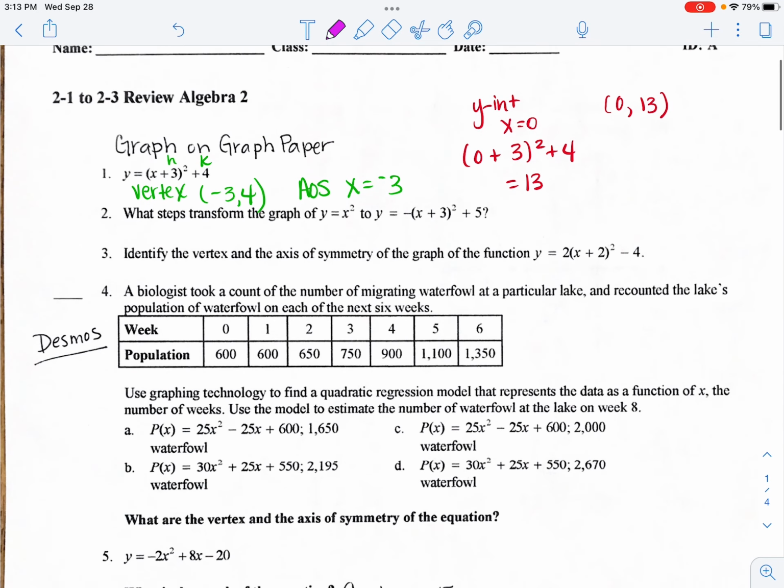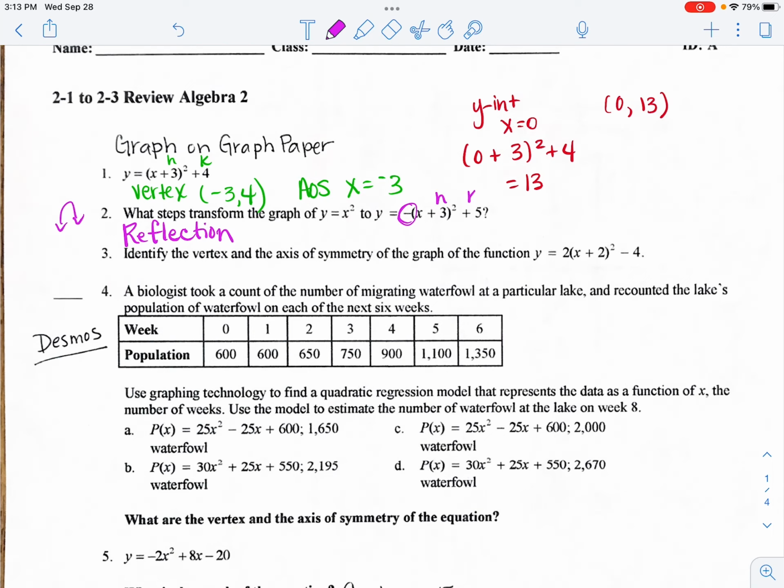Number 2, what steps transform the function? So we see here that there's a negative in the front. If there is a negative in the front, we know that it is being reflected. So this is a reflection. If I graphed this one, like the last one was face up, this one would be face down, right? It's a reflection.